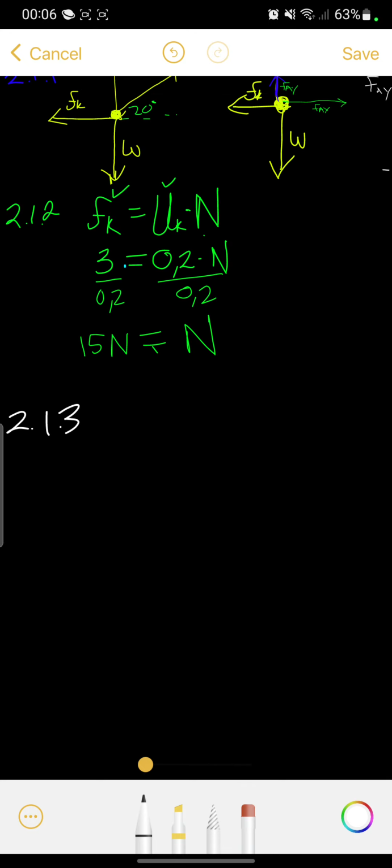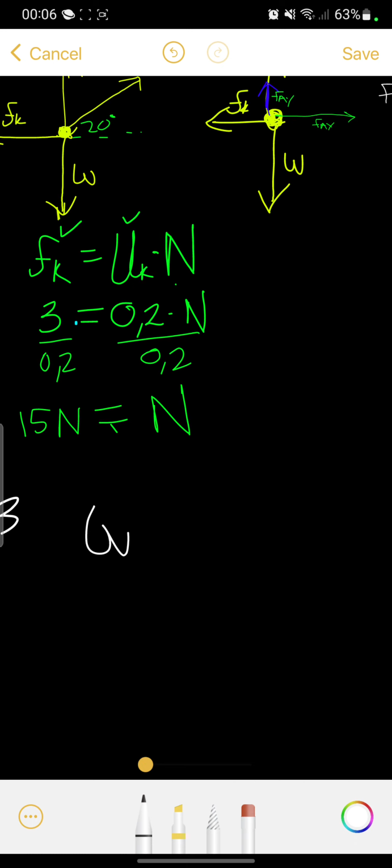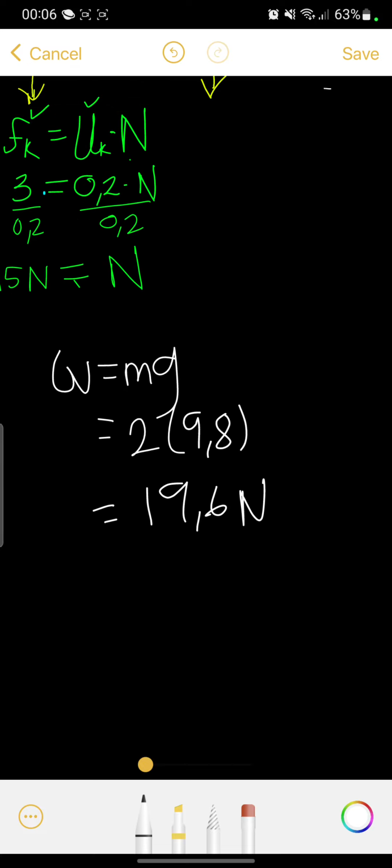2.1.3. So let's start by calculating the weight, which is the force acting down, which you want to equate to the two forces that are acting upwards. So our weight is equal to mg. Our m is the mass of the object, which is 2 kg in this case. It's always in kilograms, multiplied by 9.8. So our weight is 19.6 newtons. And so we have the weight and we have our frictional force.